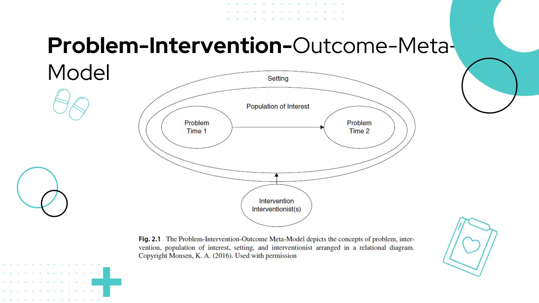On this slide, we're just looking at a graphical, a visual representation of the PIOMM. And what we see there is the problem. So problem at time 1, problem at time 2, and it's all within the sphere of the population of interest. These are the people that we're looking to make that beneficial change to. All of this also resides inside of a setting. So the setting is important because depending where this all takes place is going to influence how I introduce my intervention, or it's going to influence how the intervention interplays with the population of interest, okay?